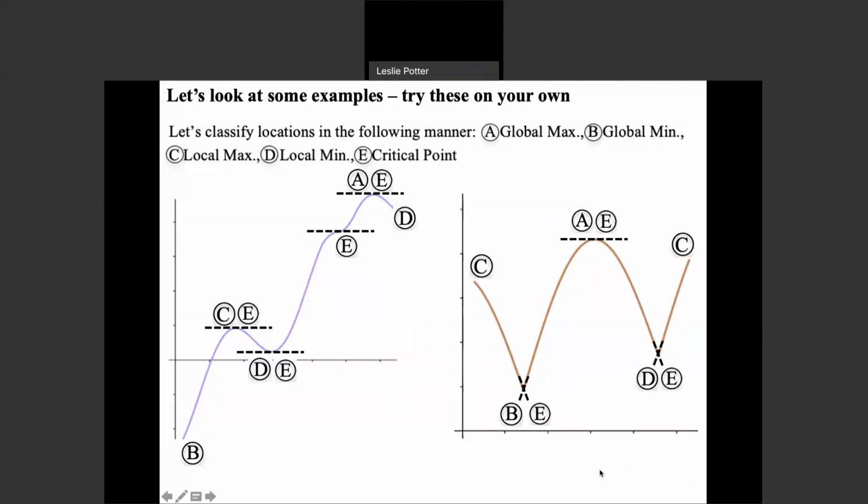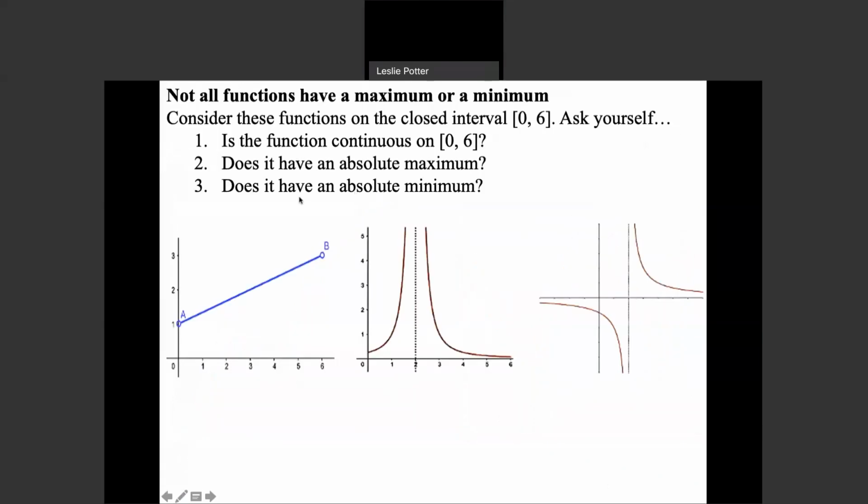Okay, so let's move on and try these examples. It says not all functions have maximums or minimums. So consider these functions. They're all over the closed interval 0 to 6. This one is just tiny. You can't see it. This one is -4, 2, 3, 4, 5, 6, 7. This is -4 to 7. So I lied about that. They're not all over 0 to 6, but each of them has a closed interval.